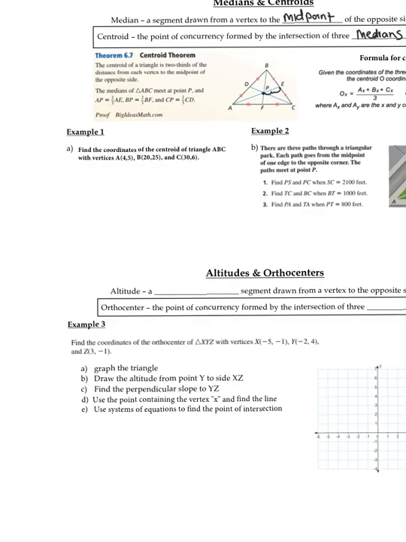So let's do an example. For part A, it says find the coordinates of the centroid of the triangle ABC with vertices (4, 5), (20, 25), and (30, 6). So all you would have to do is find the average of the x values and the average of the y values. So you'll do 4 plus 20 plus 30, those are the x values, and then you divide that by 3. And then for the y values, you would do 5 plus 25 plus 6 divided by 3. So then the centroid would be (18, 12).